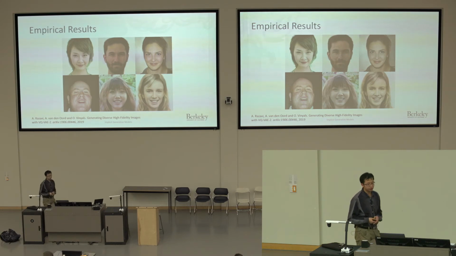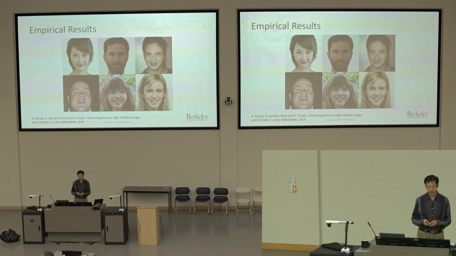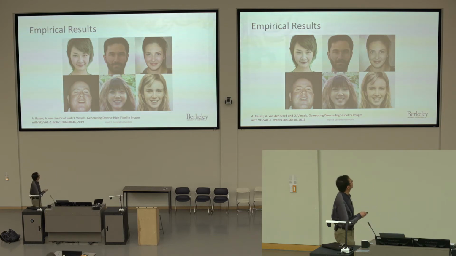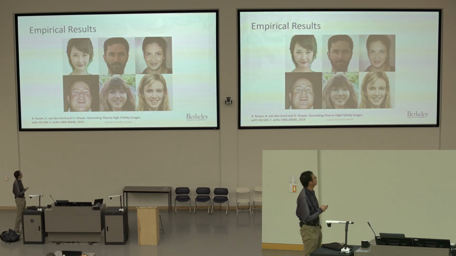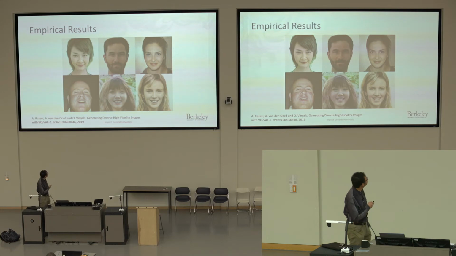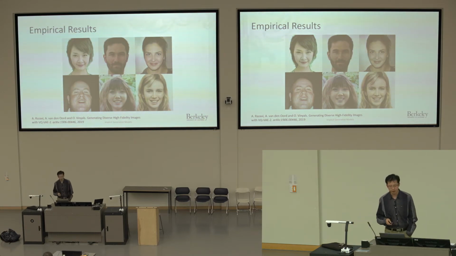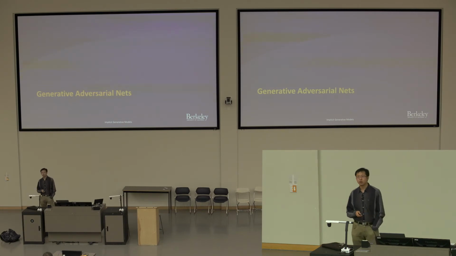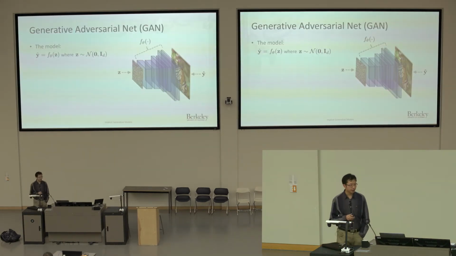Okay, so let's take a look at some empirical results of the latest version of VAEs. So this is VD-VAE. Obviously, very impressive. These are very high-res images, and you really can't tell them apart from real images. Okay, now let's move on to GANs, generative adversarial nets.